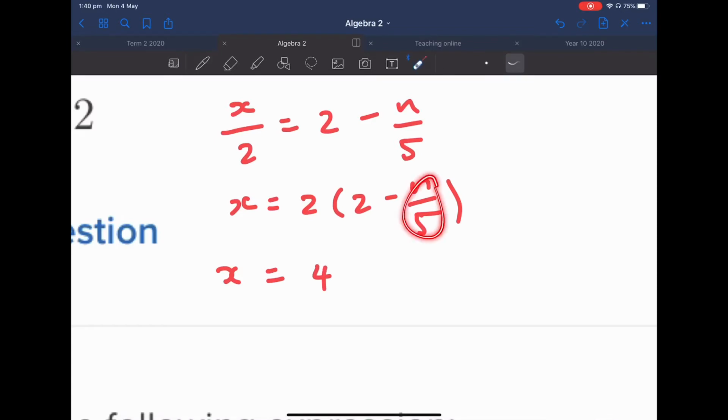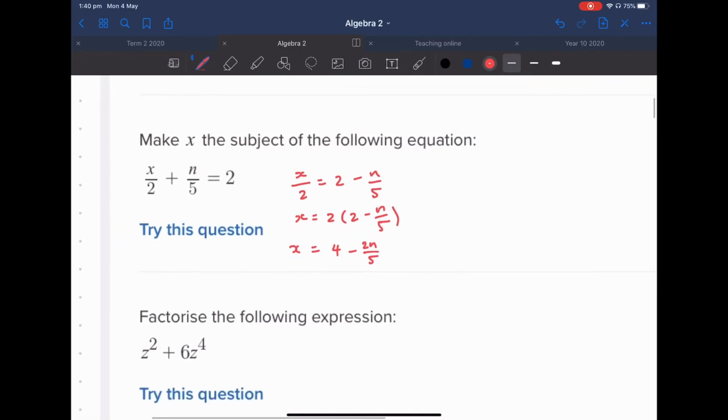When you multiply a fraction by a whole number, you can imagine this is like n on 1. So that 2 on 1, that 2 is just going to multiply up on top. So we're going to get negative 2n on 5. There's heaps of different ways to get to that answer. There's also different ways of writing that answer.